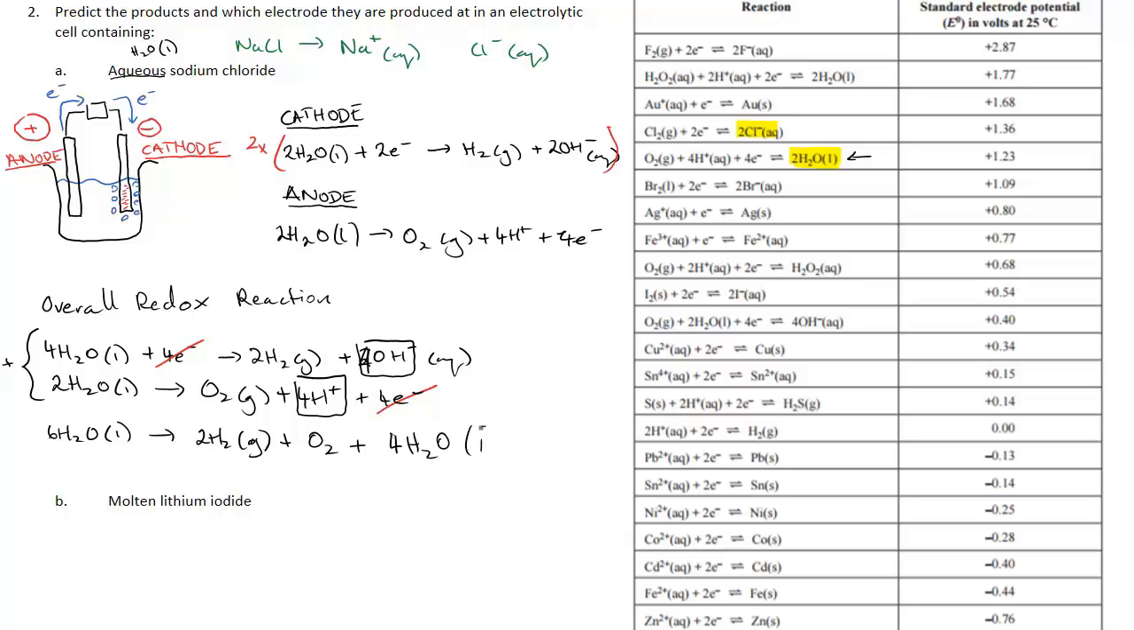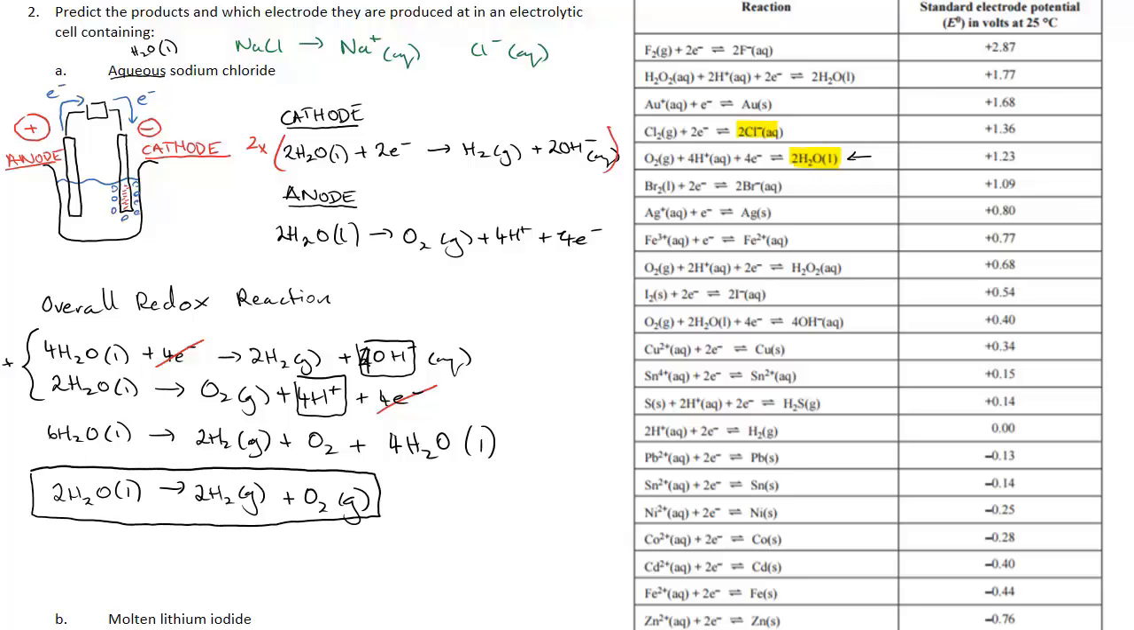Okay, and so what can happen is that because you have 6 waters at the beginning and 4 waters as a product, you can cancel them out, and basically you have 2 waters turning into 2 hydrogen gas plus oxygen gas, and this will be your overall reaction.